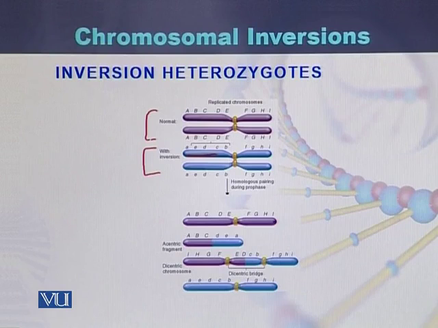So if one of the strands has inversion and the second strand does not have inversion, such inversion is called heterozygote, and the individuals are called inversion heterozygotes. In case of the second diagram, where the centromere is involved, in this case the centromere is involved. This is the centromere.